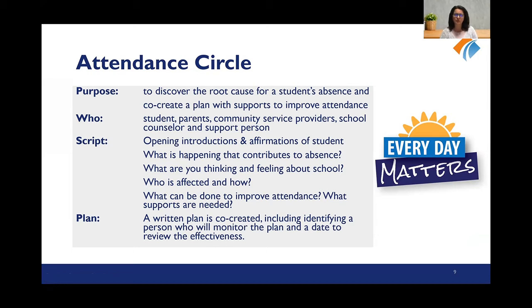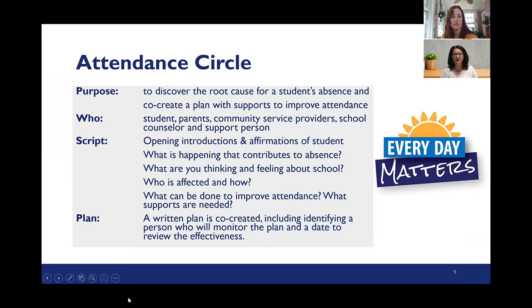So some of the people who may be invited to this are the student and their parents, for sure. If there are any community service providers, it would be logical to have them there. The school counselor, and a support person can be chosen by the student, someone they have a significant relationship with from the school community. Often these are facilitated by the dean of students or the school principal.